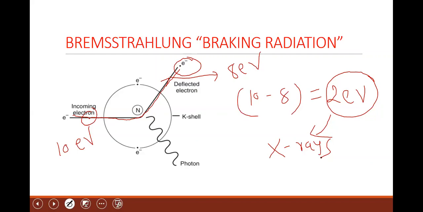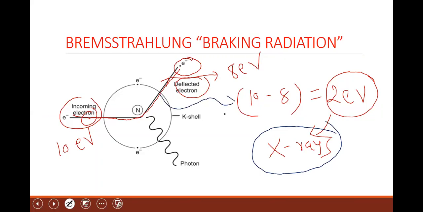What is 10? 10 is the incoming electron energy. And what is 8 here? 8 is the outgoing electron energy. According to the law of energy conservation, I should explain where the missing energy has gone. The missing energy, 2 electron volt, appears as X-rays. The electromagnetic radiation is emitted out. I hope that you understood this.